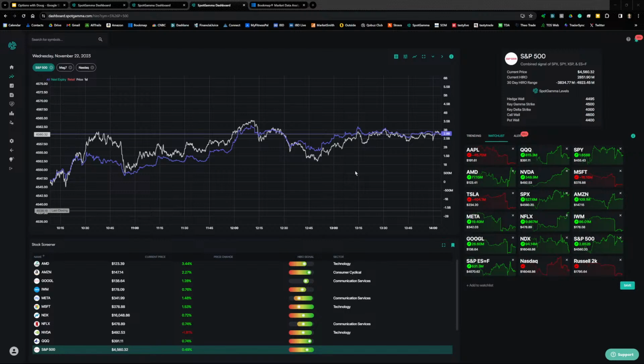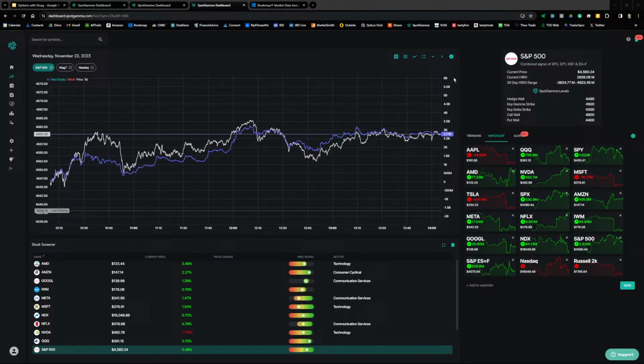This is the hero signal available to SpotGamma subscribers. There are two lines on this chart. The white line is showing price for SPX. The purple line, the hero signal, hedging impact real-time options. This is real-time data showing options trades and market maker hedging activity for a combined signal for the S&P 500, combined signal for SPX, SPY, XSP, and ES futures, all into one combined signal.